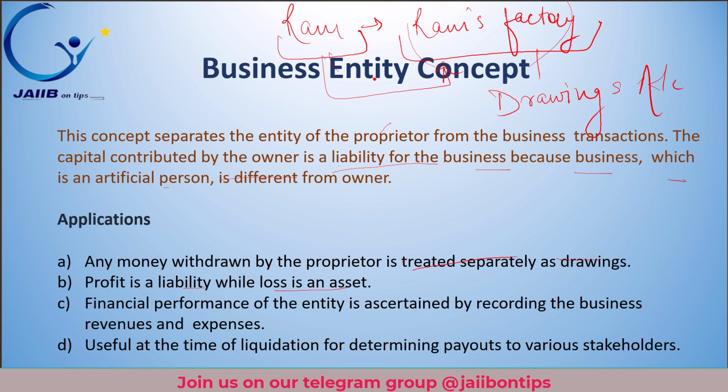Right? Similarly, the same principle applies when the business makes a profit. The business acknowledges its debt to the owners for that profit. Like if Ram's factory earns some profit, so that will be counted. Financial outcomes are consistently formulated with the premise that the business and its owner are distinct entities. That's it for the business entity concept. I hope you understood this concept very well.